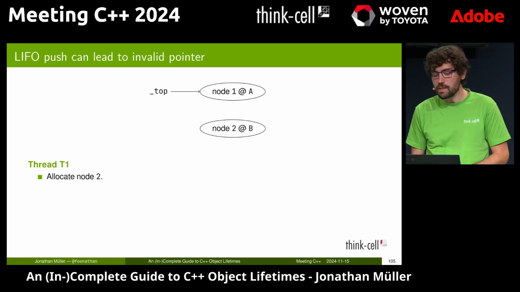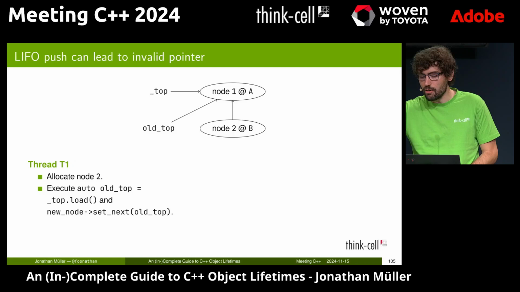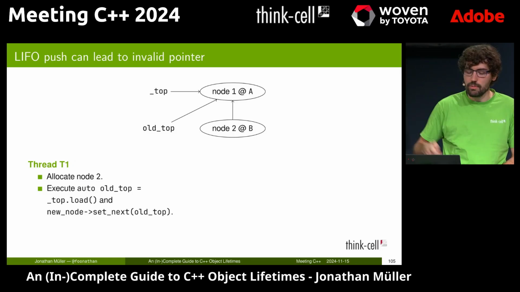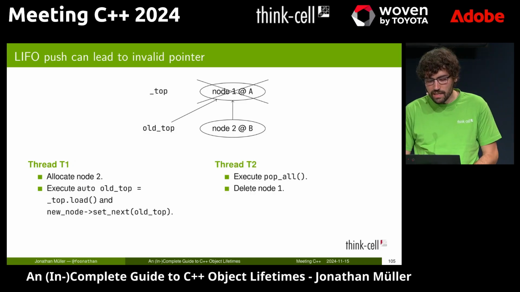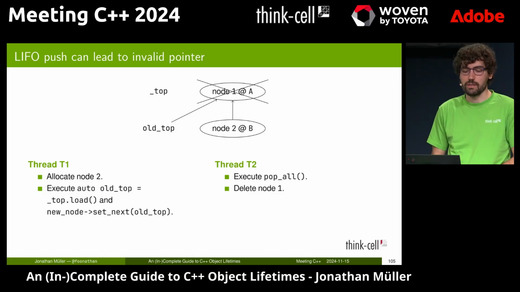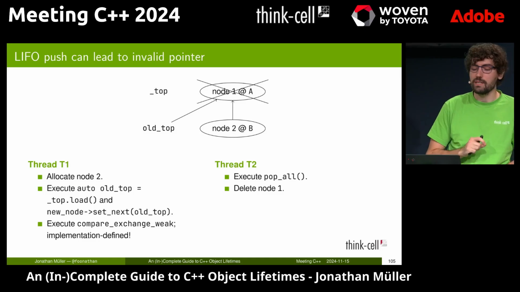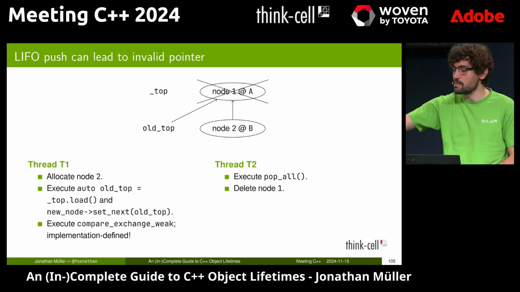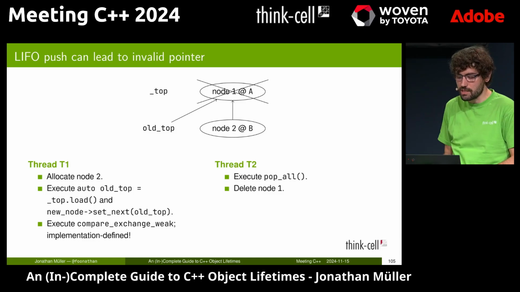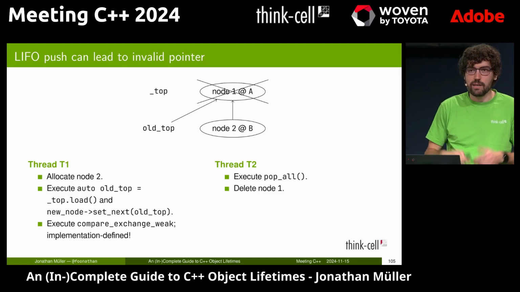Then that T1 starts executing and allocates a node T at address B. It sets the old top to node 1 in line A, and updates the next pointer of node 2 to already point to node 1. Then it gets interrupted, and another thread goes in, does pop all, and deletes node 1, and deallocates the storage. Then T1 does the compare exchange weak, which is now implementation defined, because we're compare-exchange reading the old top pointer, which points to the deallocated storage. This is implementation defined behavior. So in particular, the compare exchange weak may or may not succeed.